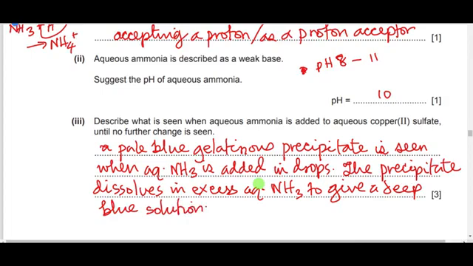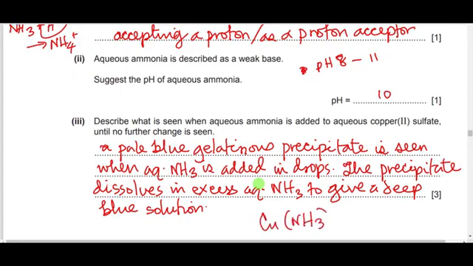When you add ammonia in drops to a solution of copper 2 ion, it forms a pale blue precipitate of copper 2 hydroxide. By the time you now add the aqueous ammonia in excess, the copper 2 hydroxide precipitate will now react with the excess ammonia to form a complex called what?